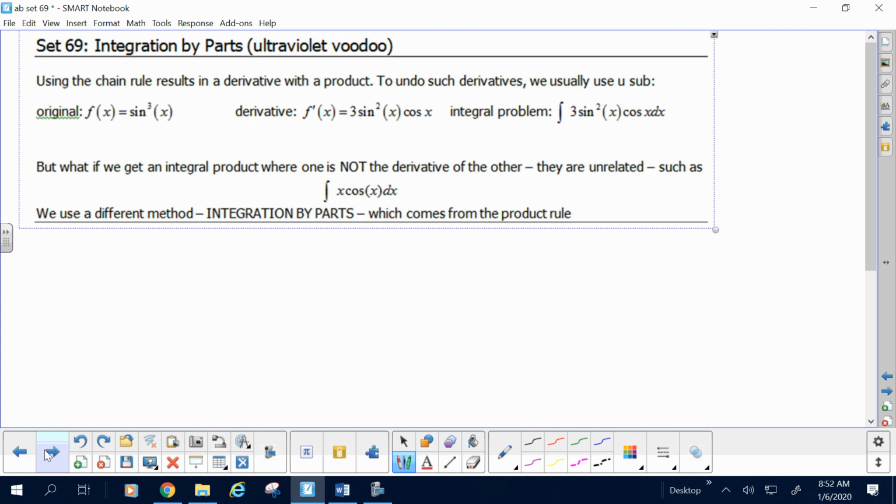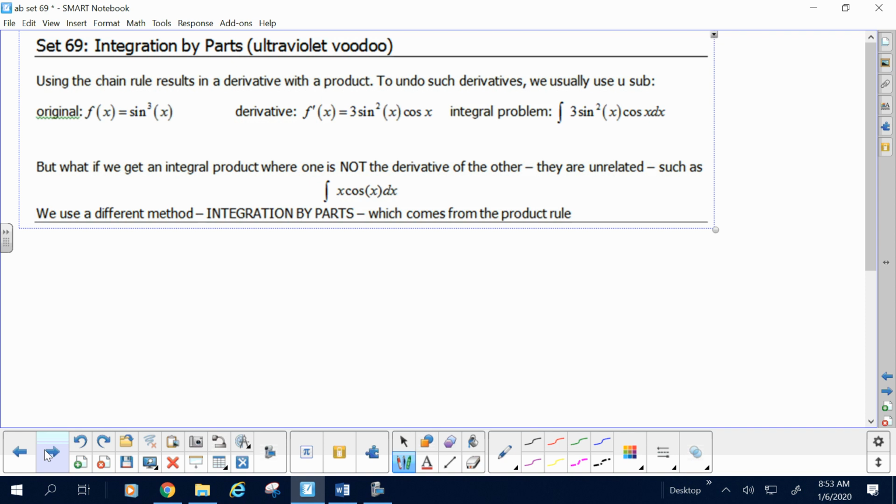So here we go. First of all, when do you use it? Well, it's when you see a product. When you're integrating a product, that's when you use integration by parts. Now, we actually have U sub to deal with some of those cases. For example, say the function was sine cubed. Do you agree that if I took the derivative of that, it would be a chain rule derivative, the 3 would come down, you drop it to 2, and the derivative of the inside is cosine. And therefore, chain rule results in a product derivative. Do you agree? All right.